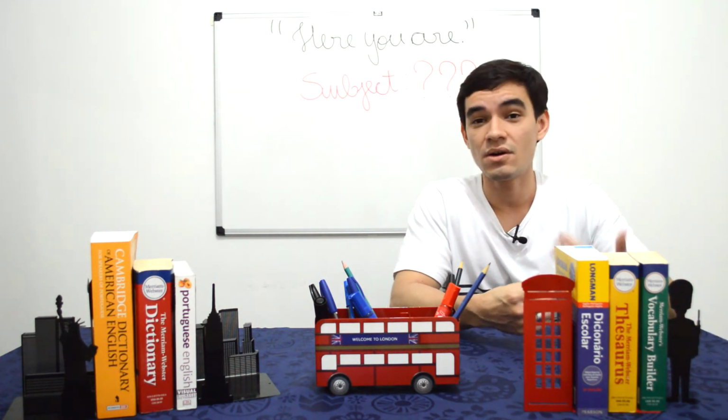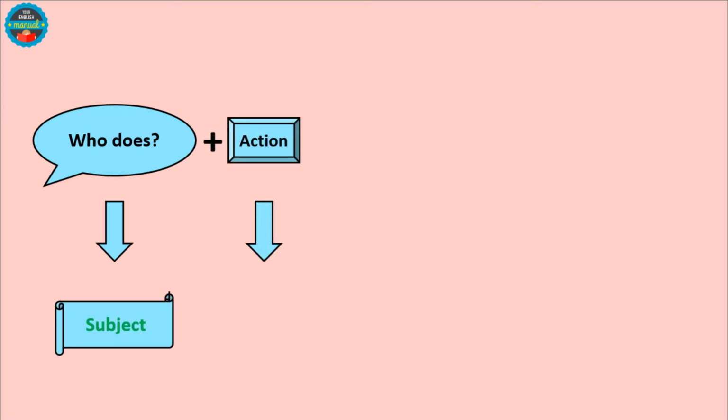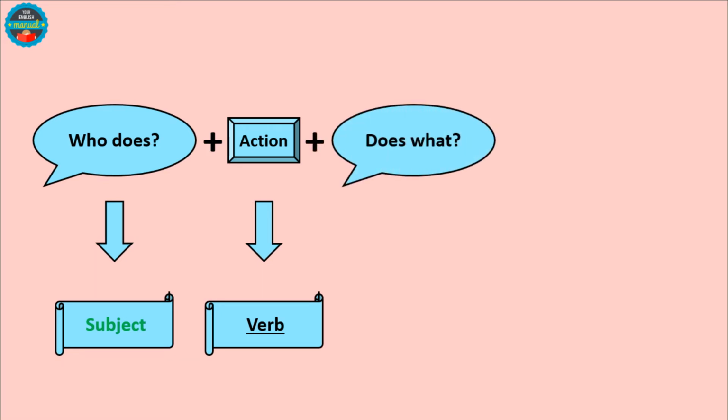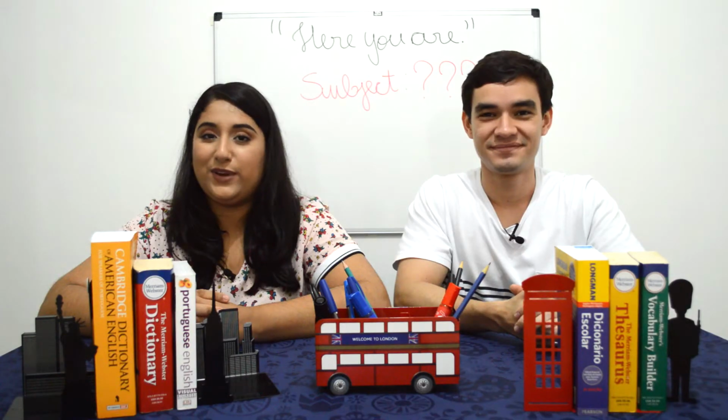But anyways, it always helps to remember to ask the questions, who does? That is the subject, plus action, which is the verb, plus does what? That is the direct object, plus does to, for, whom, or what? That is the indirect object. Do you guys want to see some examples?